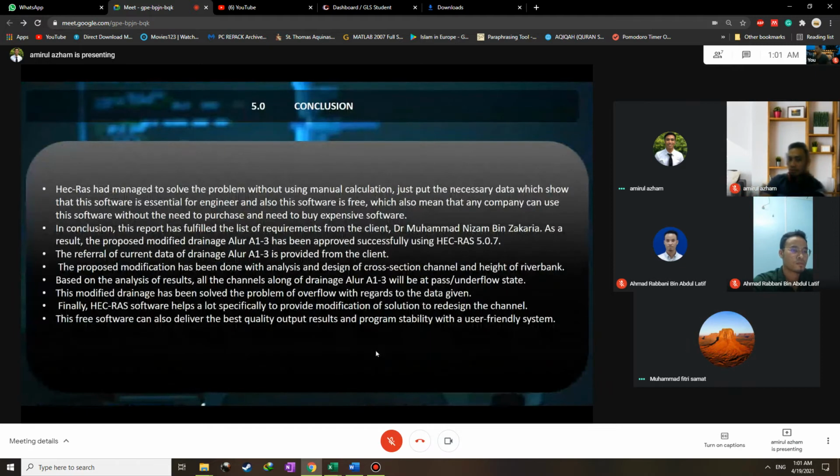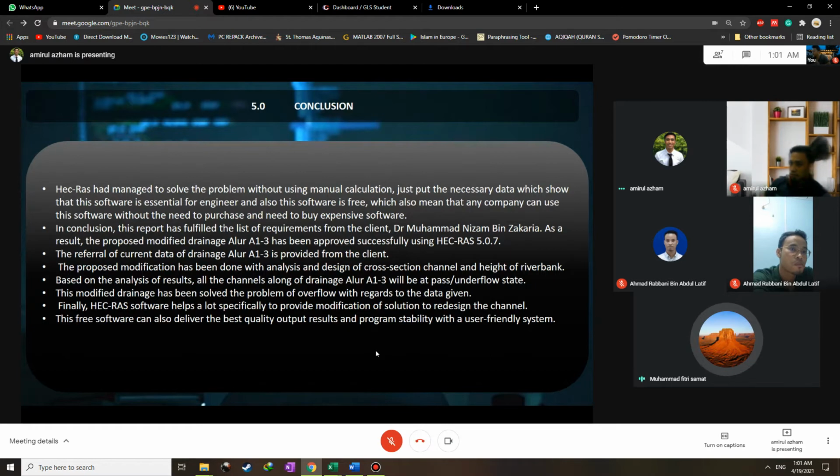Conclusion: HEC-RAS has managed to solve the problem without using manual calculation, which is good. Just put in the necessary data. We show that this software is essential for engineers, and also this software is free. That is, I think, the most crucial part. It is free, which also means that any company can use this software without the need to purchase and buy expensive software. I think that is the most beneficial thing that we can get from this software.